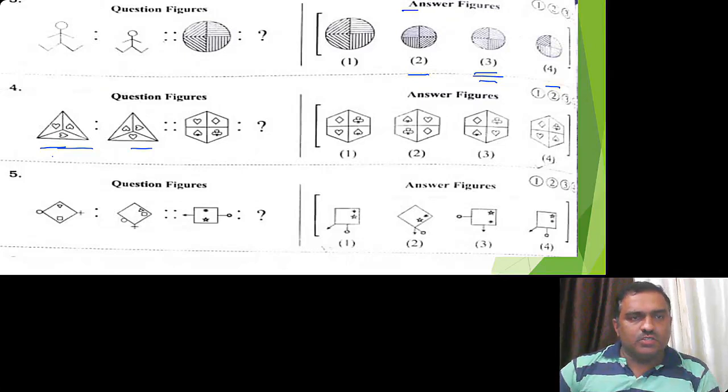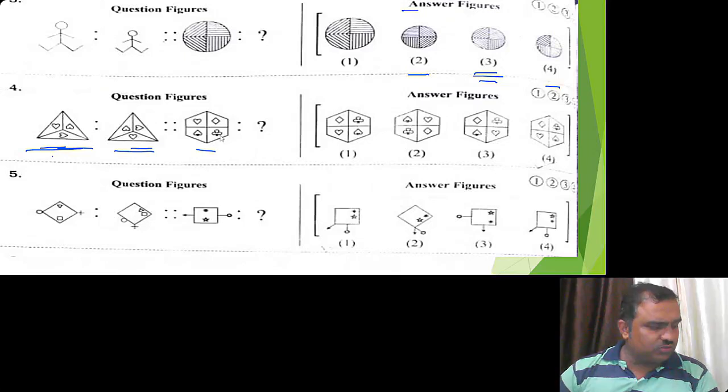Okay, so see option number 1, option number 2, and 3 and 4. Now go for it. Option number 4. Most are saying yes, option number 4. But why and how? Yes, definitely. Symbols are changing their positions.